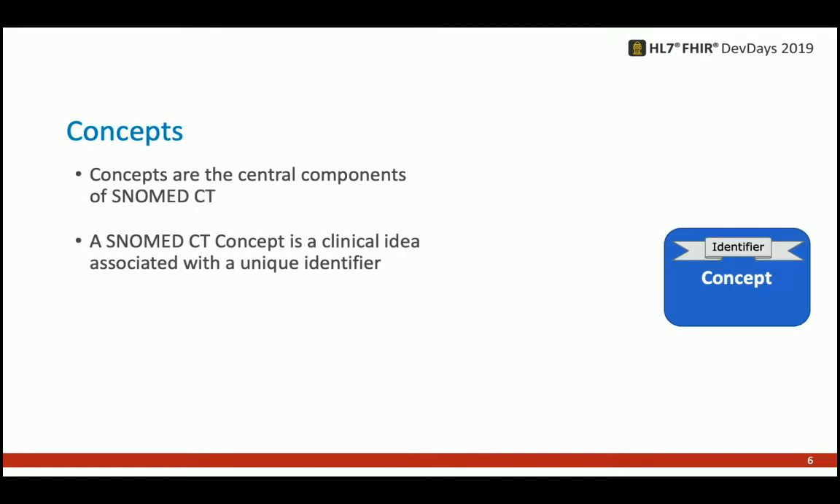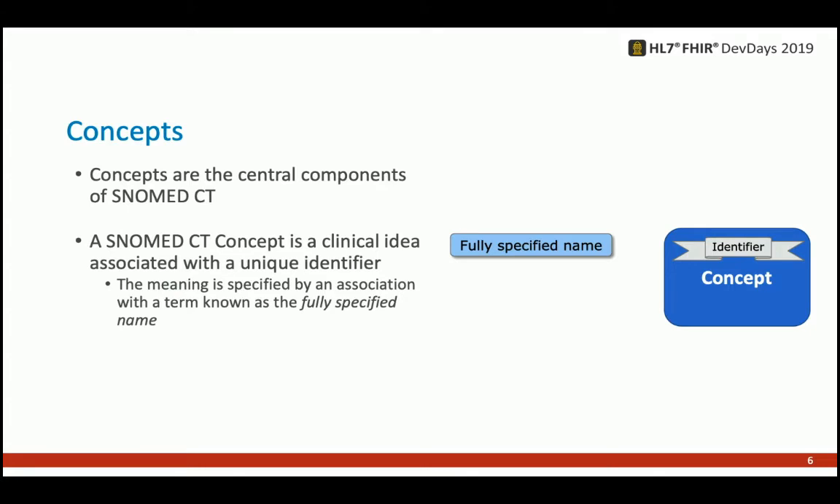So concepts. As I said, the concepts are the central component. They're the unit of work. Every single concept has an identifier. That identifier is made up of a number of aspects. It's got a sequence, something called a namespace, which means you can tell roughly where that concept's come from. It has a type, which allows you to identify whether it's a concept or another type of component, and it has a check digit. But ultimately, it's just a number, and it's unique within SNOMED across the globe.